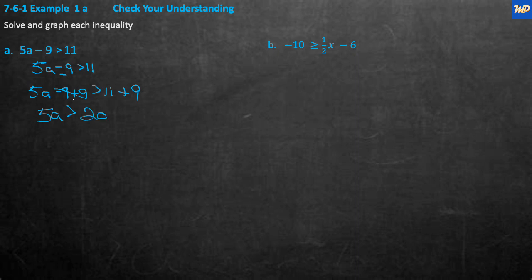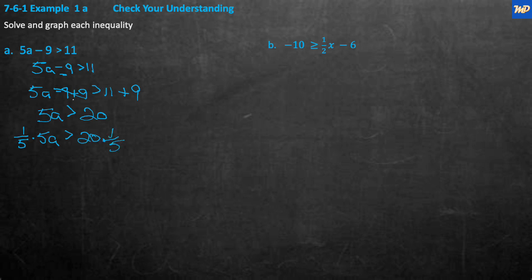So we have the variable a with a coefficient of 5. We need to remove the 5 to get the variable by itself. So we have to multiply by the multiplicative inverse, or the reciprocal of 5, on both sides. So we're going to multiply by 1/5 times 5a on this side is greater than 20 times 1/5.